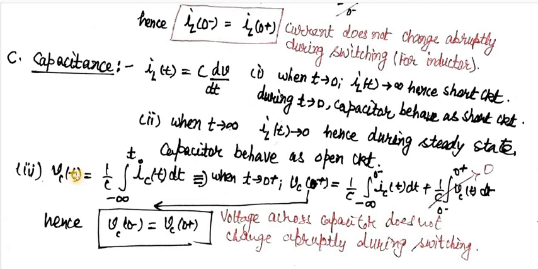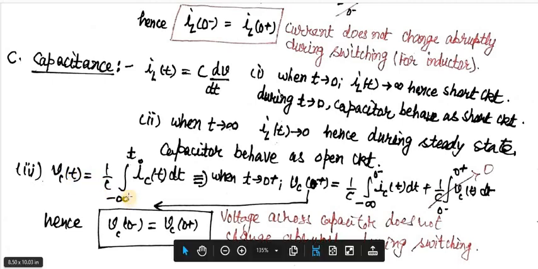Now last, let me discuss the voltage across the capacitor. As we discussed earlier, VC(t) is equal to 1 by C integral from minus infinity to t of iC dt. We divide this into two parts: minus infinity to 0 negative of iC(t) dt, plus 1 upon C integral from 0 negative to 0 positive of iC(t) dt, and that should be equal to 0. As we are integrating from 0 to 0, this integration is equal to 0.